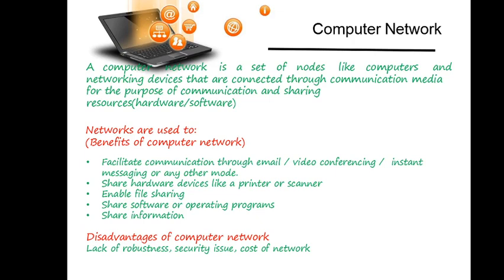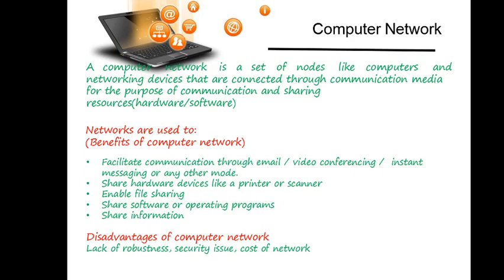What are the different disadvantages of a computer network? The disadvantages are the lack of robustness, security issues, or cost of the network. It means any intruder or malicious user can misuse the information that is being sent from one system to another system. So this is the basic definition of computer network.